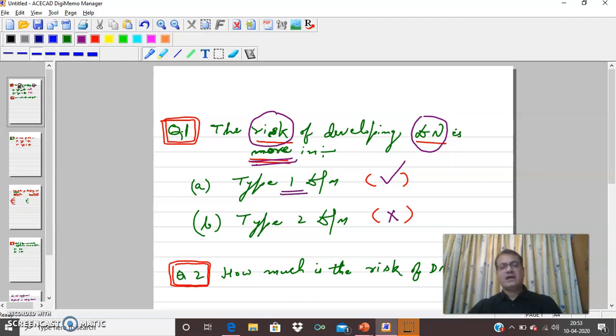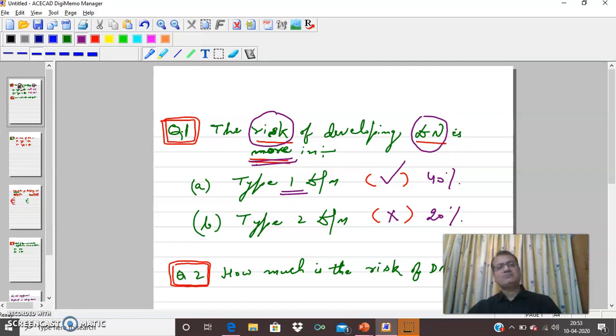And how much is this risk basically? It is 40% vis-a-vis 20%. So you should remember that risk of developing diabetic nephropathy is double in type 1 diabetes as compared to type 2 diabetes. Now, why is it so?